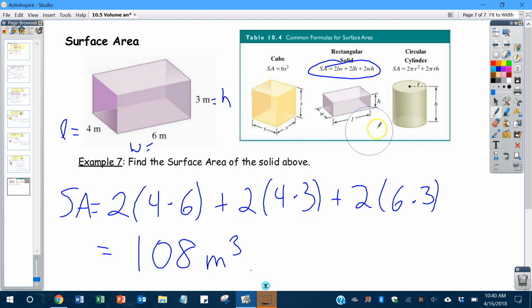So given any of these 3 figures, if you can identify the side length in a cube, or the width, length, height in a rectangular prism, or the radius and the height in a cylinder, then you should be able to find the surface area. It's just a little more complex formula. You're still just plugging things in. So that's really all we're going to talk about with surface area, is just use these formulas and you should be fine.